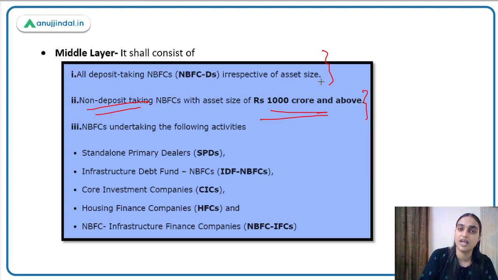Then there are other NBFCs based on the activities they are undertaking. Like we have the standalone primary dealers, we have infrastructure debt fund NBFCs, core investment companies, housing finance companies, infrastructure finance companies. So all these types of NBFCs will be a part of the middle layer.